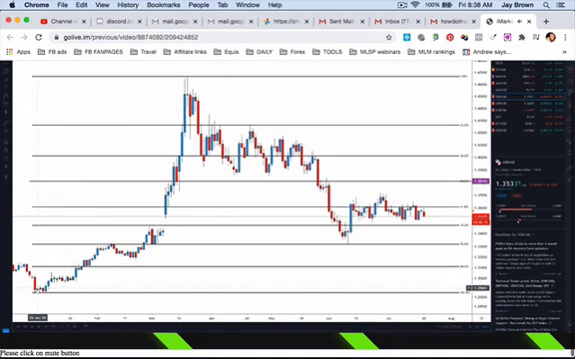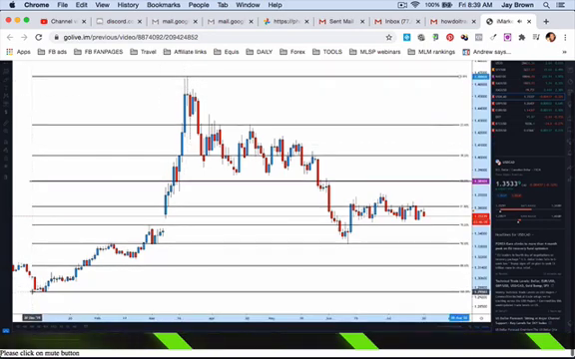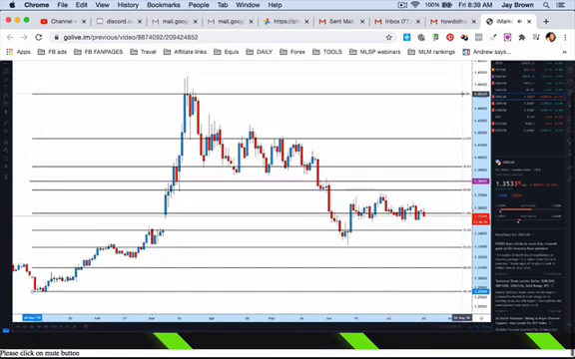You could also utilize the fib tool in the same way, but rather than incorporating the wicks, you could go from the body of your low to the body of your high. The reason why you might want to do this is because generally the majority of trading action occurs within the bodies of the candles.